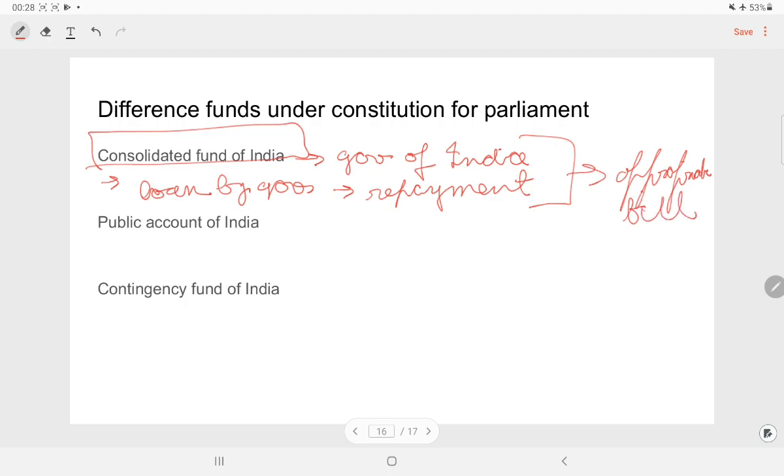After the Consolidated Fund comes the Public Account of India. And here the keyword is public, public account. So all other public money, other than that in the CFI, actually received on behalf of the government of India, will be credited in the Public Account of India.